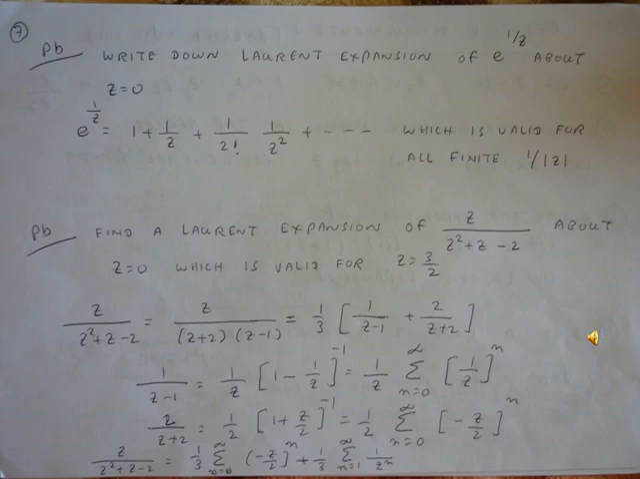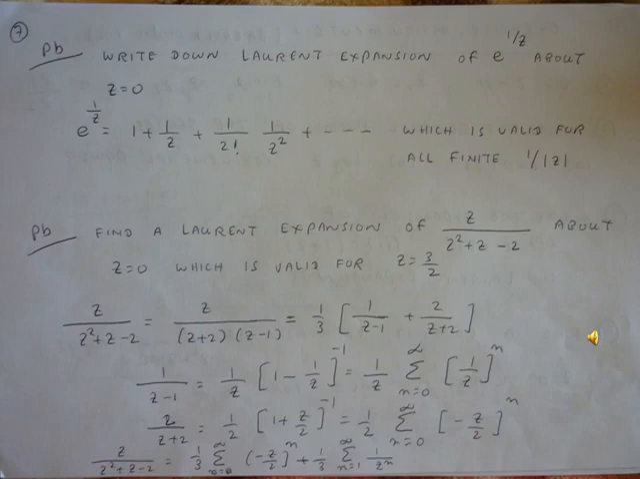And then another problem: find the Laurent expansion of z divided by z squared plus z minus 2 about z equal to 0, which is valid for z equal to 3 by 2. So we write down the expression z divided by z squared plus z minus 2. The denominator, z squared plus z minus 2, is factorized.